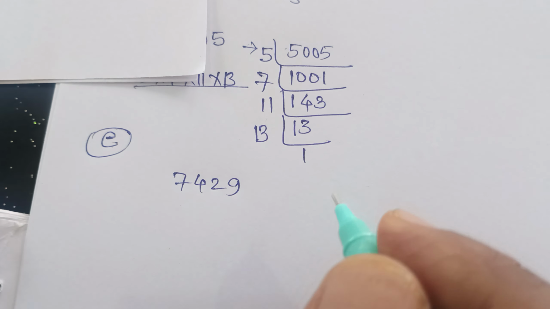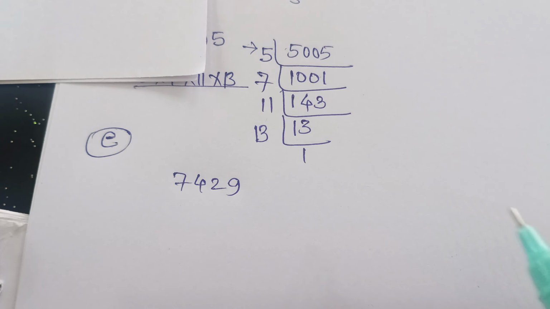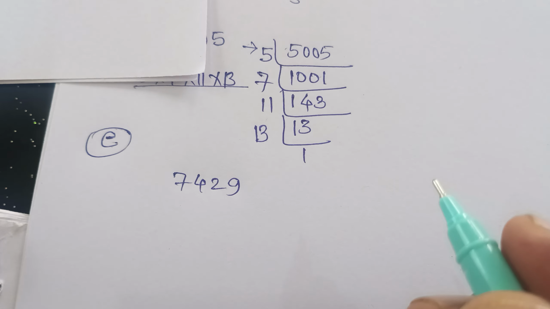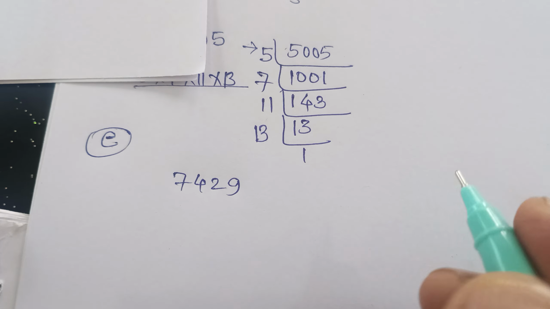7429. What do you have? 7429. There we have to do the prime factorization. How can you do the prime factorization for this? This also we can start.